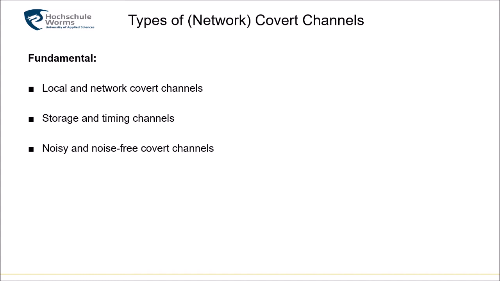A simple example is to modulate the inter-packet gaps, so the timing between succeeding packets. For instance, you can send packets with a delay of 1 second or 2 seconds to indicate a 0 or a 1 bit. There are also noisy and noise-free channels. Noisy channels are those that are not noise-free, and noise is a disturbance in that sense, and usually randomized, at least in many cases.